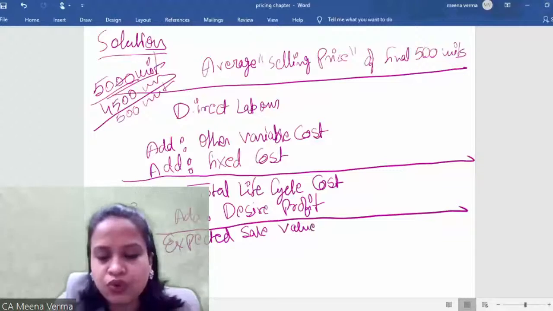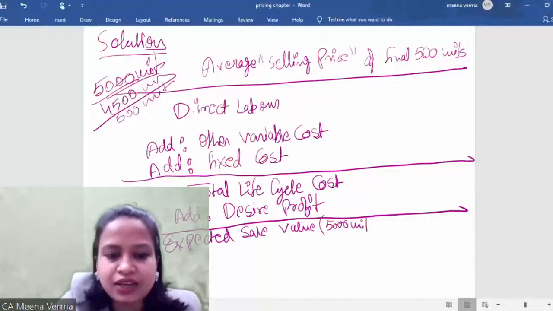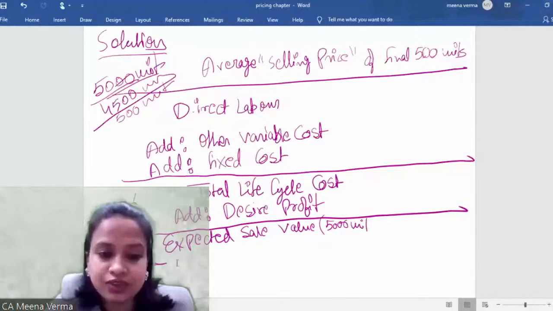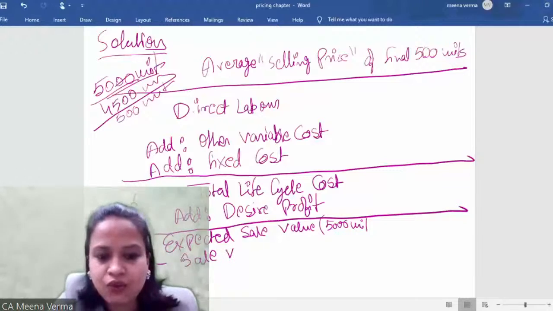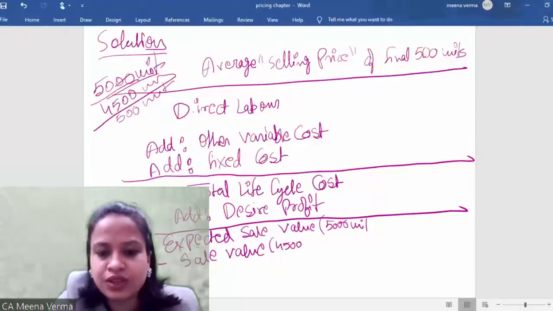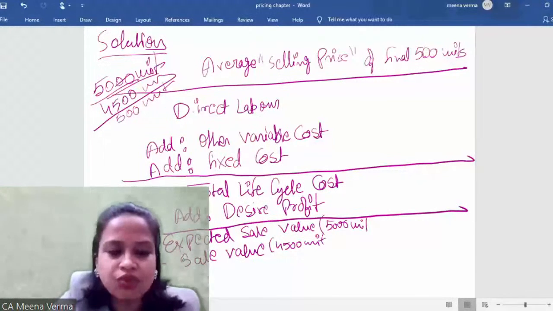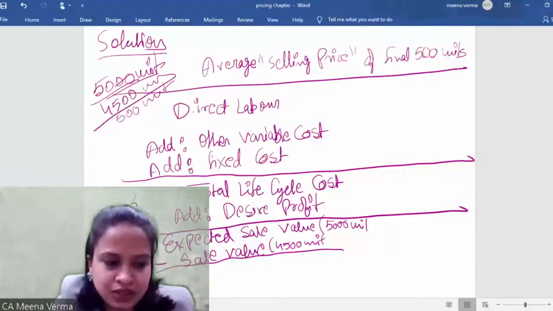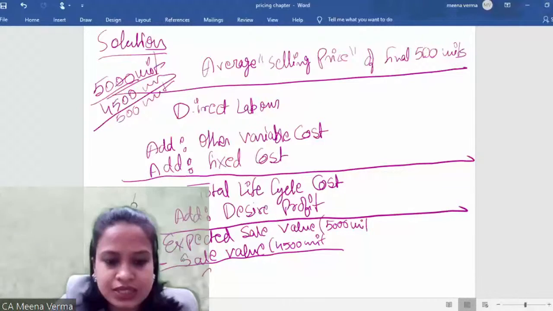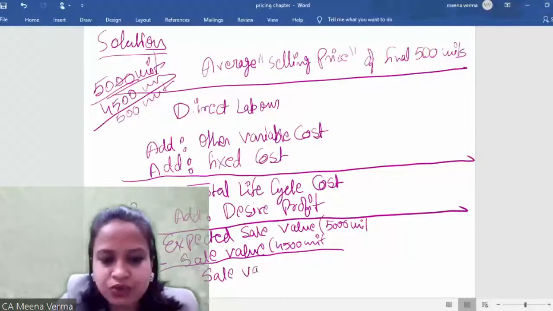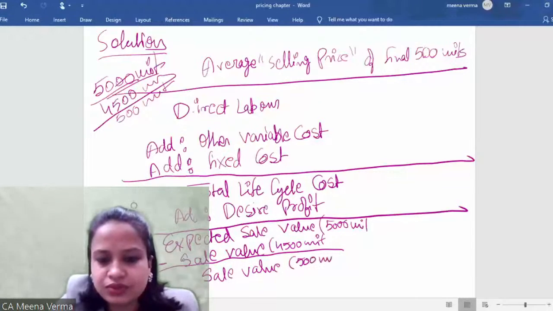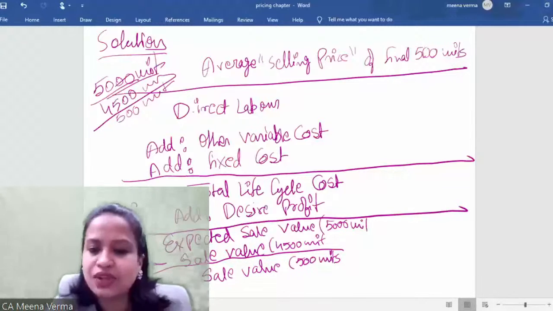Out of which we will then subtract the sale value of 4,500 units. If we subtract this, we will get the sale value for 500 units, which is what we actually want.